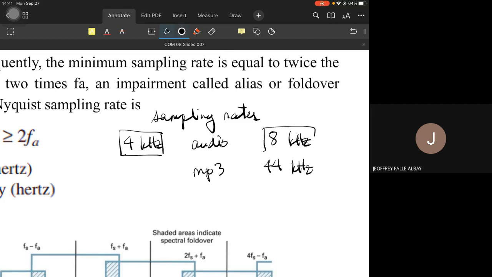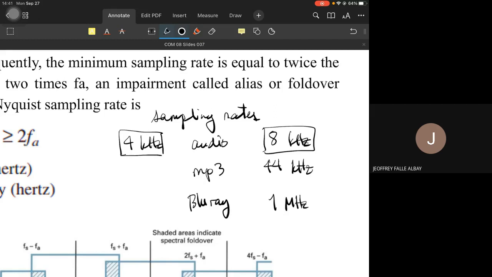So, times 2 lagi, no? So ang MP3 is 44K. No? Ang audio sa Blu-ray nga video file is sampled daw at 1 megahertz. No? So the higher the better. I think I hope I've established my point.